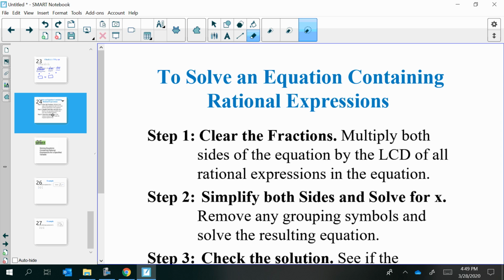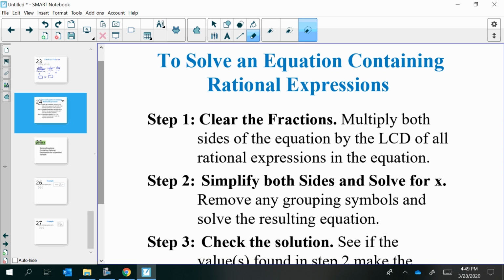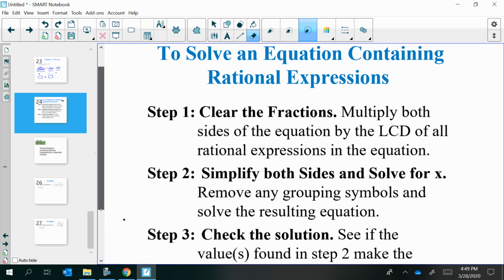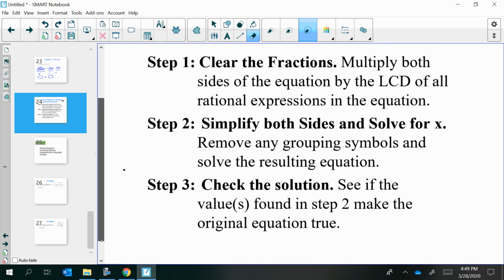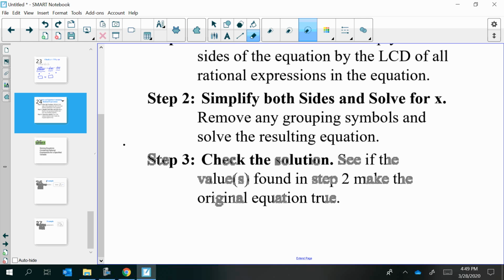All right, so in summary, to solve an equation containing rational expressions, step 1, clear the fractions by multiplying both sides of the equation by the LCD. Step 2, simplify both sides of the equation and then solve for the variable. Step 3, check the solution, especially to make sure that there are no invalid solutions.